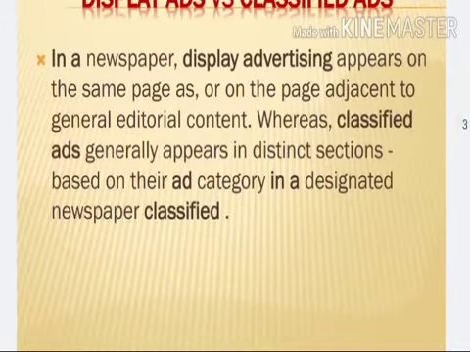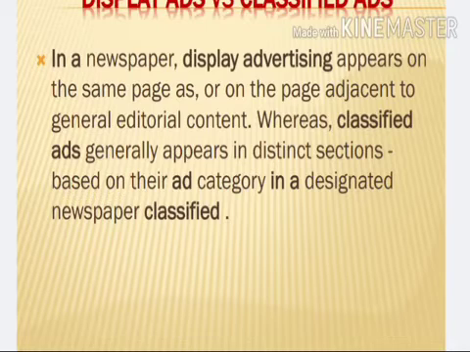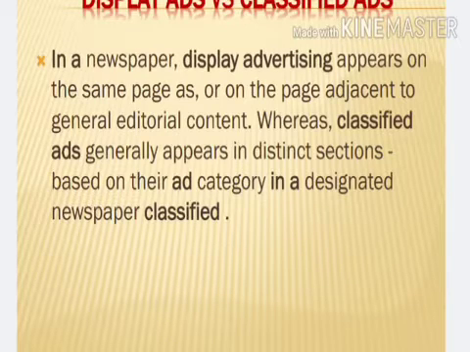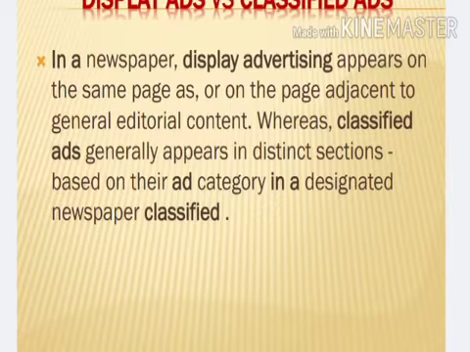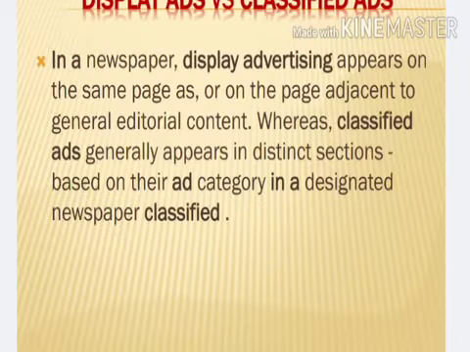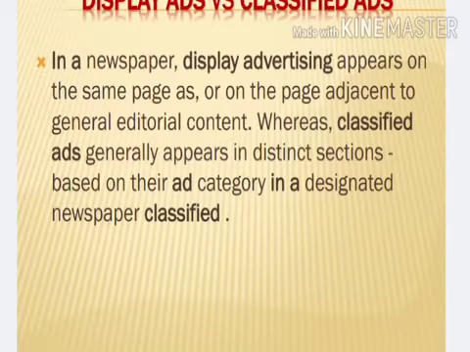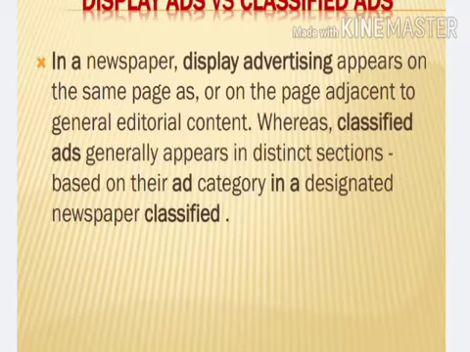In a newspaper, display advertising appears on the same page, one full page as I said, or half a page can be used to advertise any product. It can even be a page adjacent to general editorial content to make it more prominent. Whereas classified ads appear in distinct sections based on ad category in a designated newspaper classified section.